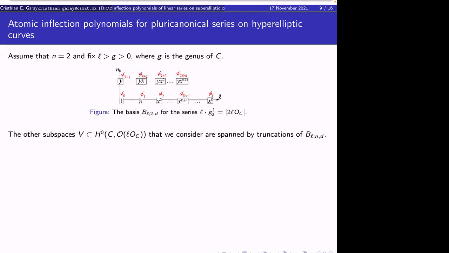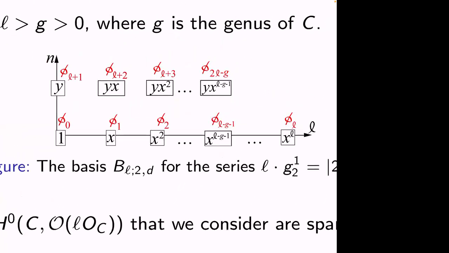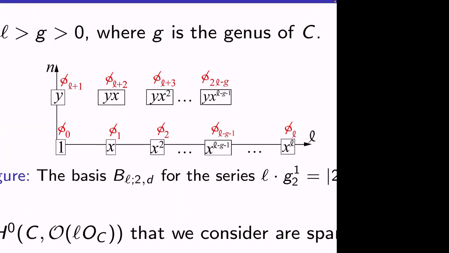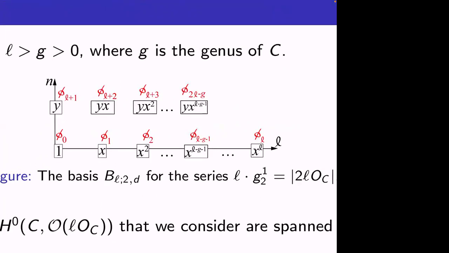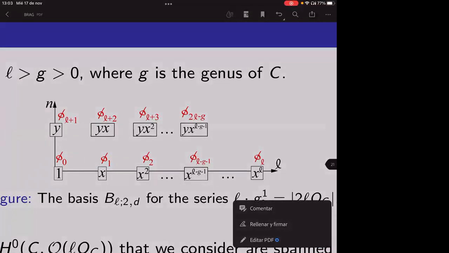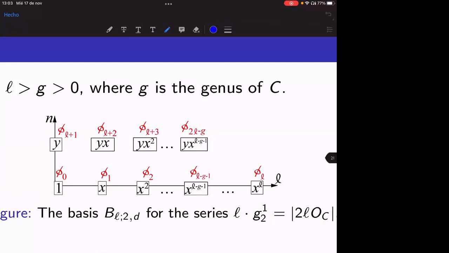And then when you go up on the first row, you go from Y X to the zero up to Y X to the L, G minus one. Maybe if I do this, it's better. So this example is illustrative because what we are doing in general is just increasing this arrangement to the right and upwards. For example, if you decide n to be three, then the monomial basis will add another line here.